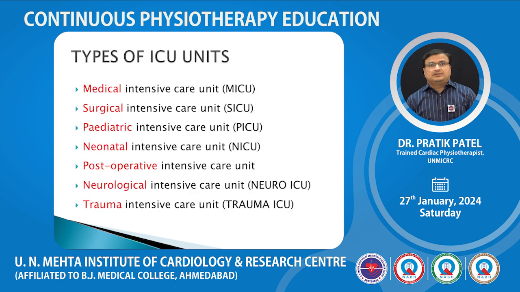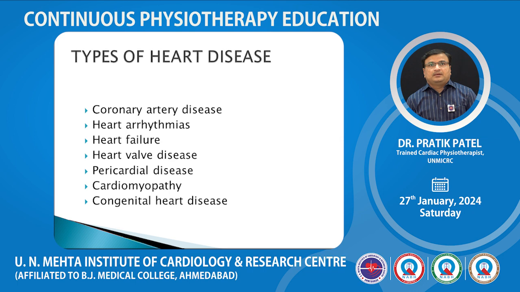Types of ICU units are medical intensive care unit, surgical intensive care unit, pediatric intensive care unit, neonatal intensive care unit, post-operative intensive care unit, neurological intensive care unit, and trauma intensive care unit. Now we will see the types of heart disease which are commonly seen in ICU: coronary artery disease, heart arrhythmias, heart failure, heart valve disease, pericardial disease, cardiomyopathy, and congenital heart disease.